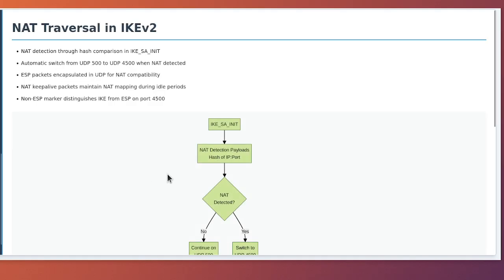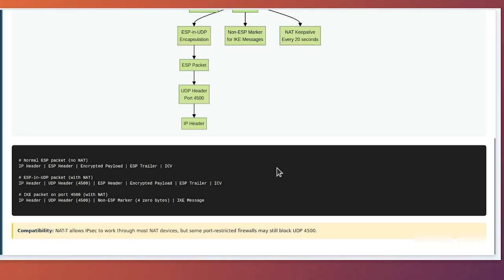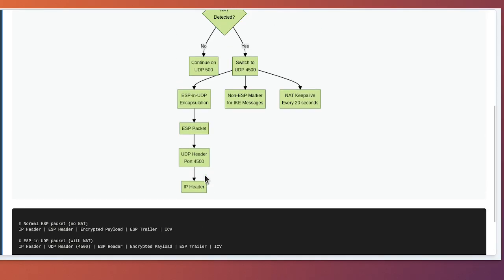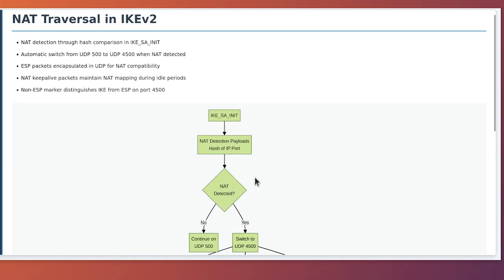NAT traversal in IKEv2. Network address translation creates challenges for IPsec because NAT modifies IP addresses and ports in packet headers, which can break IPsec's integrity checks. IKEv2 includes sophisticated NAT traversal capabilities that automatically detect NAT devices and adjust the protocol behavior to work through them. Understanding NAT-T is crucial because most real-world VPN deployments involve NAT somewhere in the path.